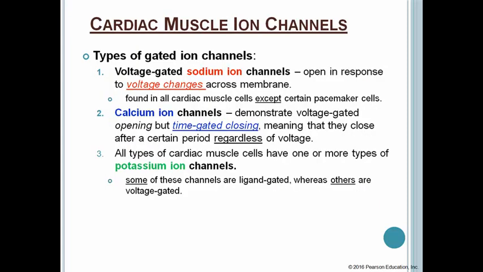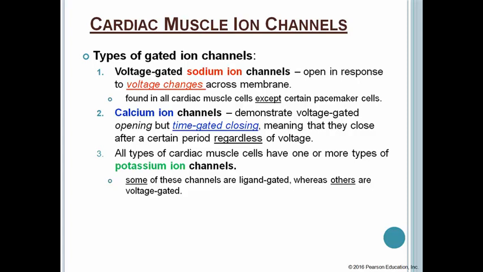There are three different types of gated ion channels. Remember, these are specific for the ion. So notice the first one is for the sodium ion. So these are the voltage gated sodium channels that, of course, when the voltage changes across the membrane, they'll open up, and we know that sodium would influx into the cell when those channels open. All cardiac muscle cells, except some of the pacemaker cells, have these sodium ion channels.